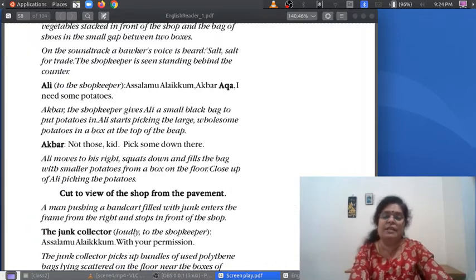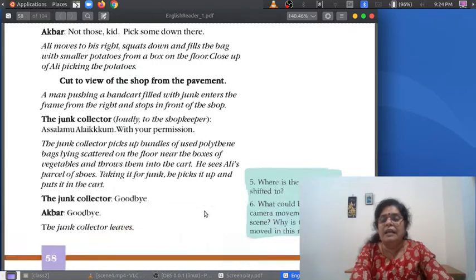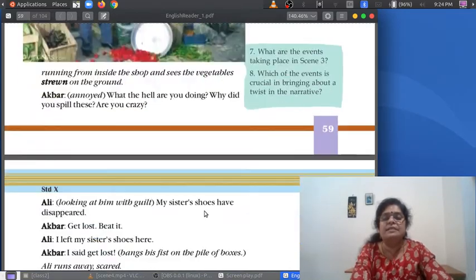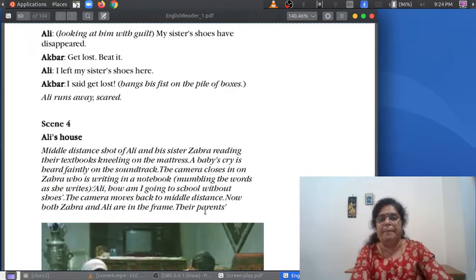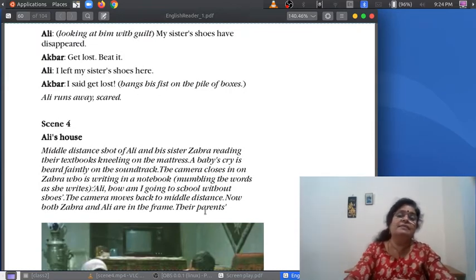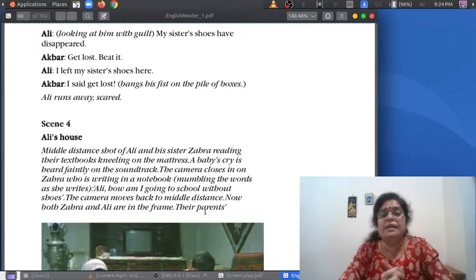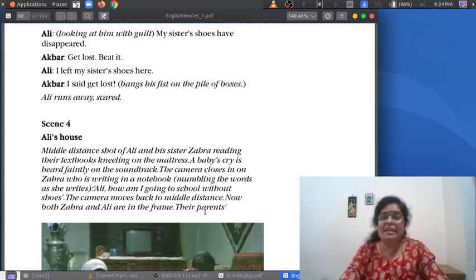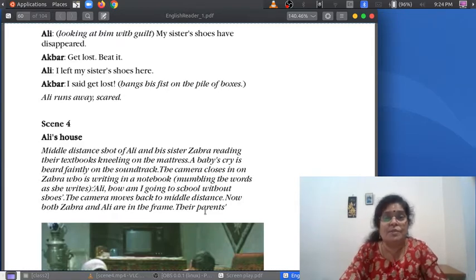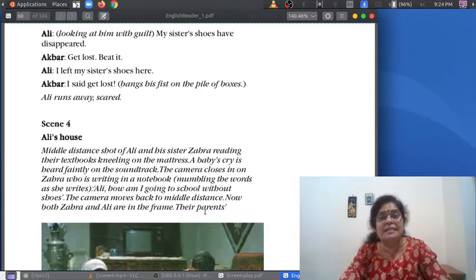Okay? Now, let us read the fourth scene of the film. When I read the screenplay, you try to imagine, visualize the scene. A good screenplay helps us to visualize the scene. So try to visualize the scene when I read it. Ready? If you have the text, you can look at the text.